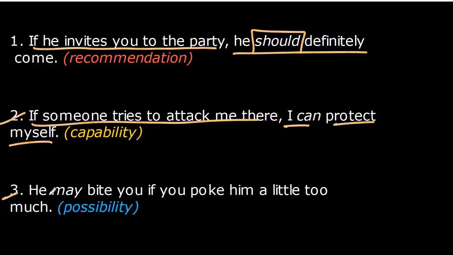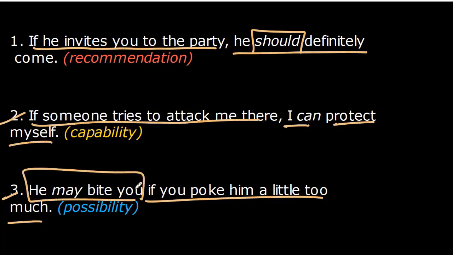Three, he may bite you if you poke him a little too much. If you do this, if you poke him a little too much, he may bite you. He will not know. I'm not certain about it. I am just referring to its possibility. Okay, but it's not certain. He may bite you. He might bite you. He could bite you. All right, he can bite you. So we can use different modals to refer to different things.